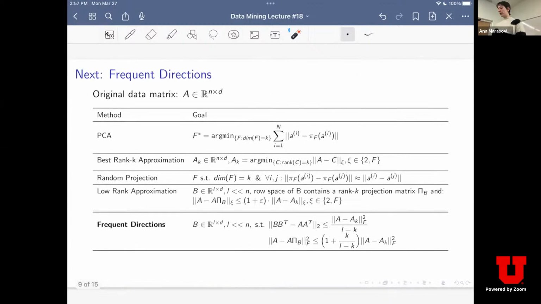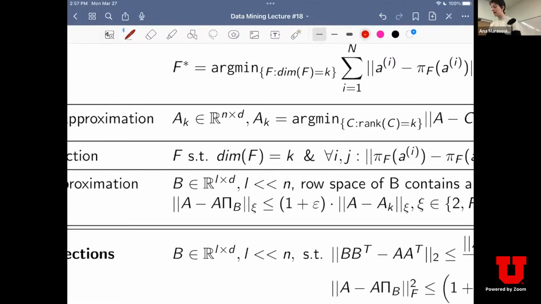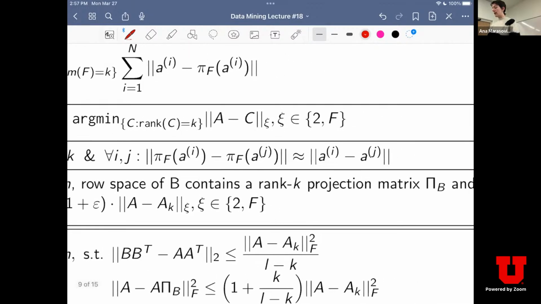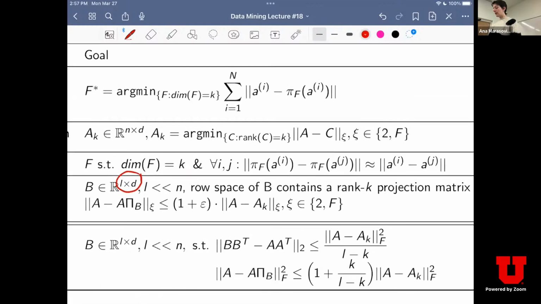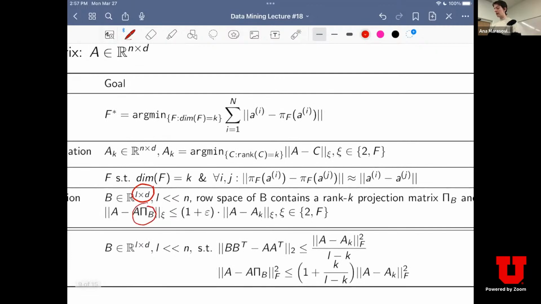All right, so today we are moving to something slightly different. We have introduced best rank K approximation, but we didn't talk about low rank approximation, which is slightly different. Low rank approximation is a matrix B, which is not the same size as the original matrix. Here we have a matrix of size L times D, where L is lower than N. So think about your original matrix having N rows, now we are decreasing those rows to a smaller value. But the row space of B will contain a rank K projection matrix, P_B. And when you use that projection and project matrix A with it, you are going to get something that's close to the best rank K approximation.